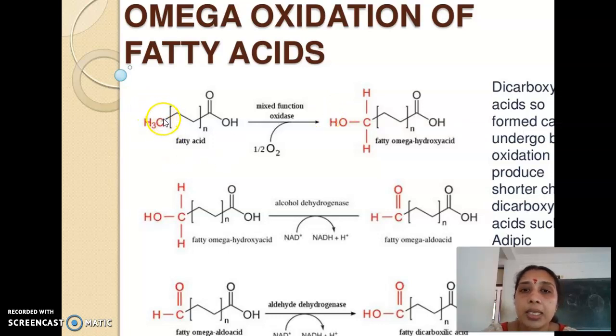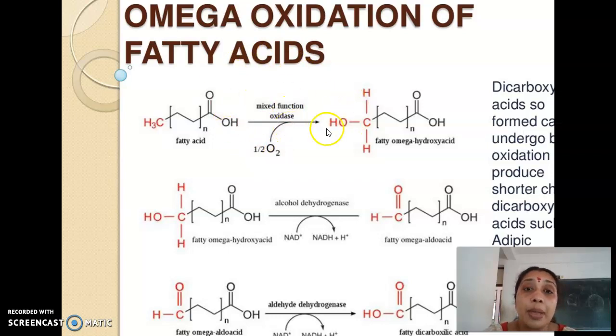So CH3 is converted into CH2OH. The third H is attached to this. Right, the remaining oxygen atom is converted into NADPH plus H plus. It is happening in presence of NADP, in presence of cytochrome P450. It's a mitochondrial enzyme, right?